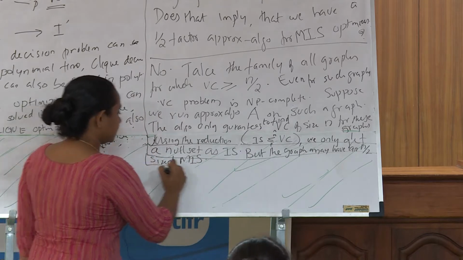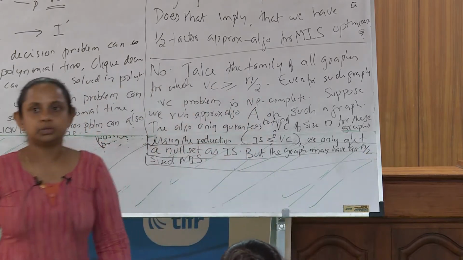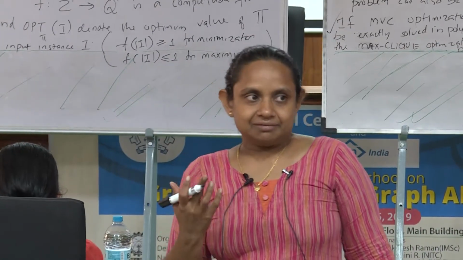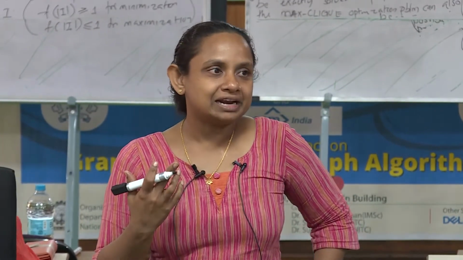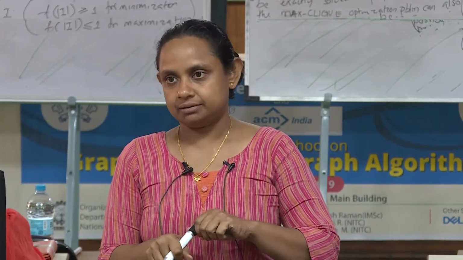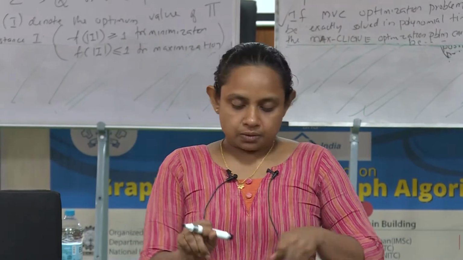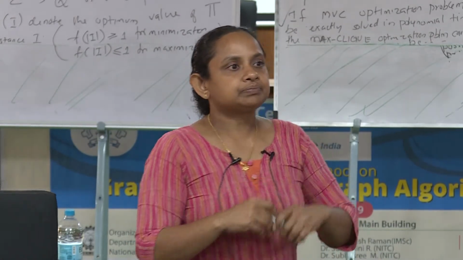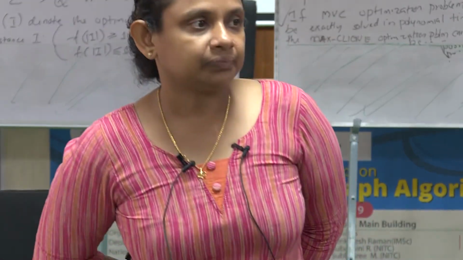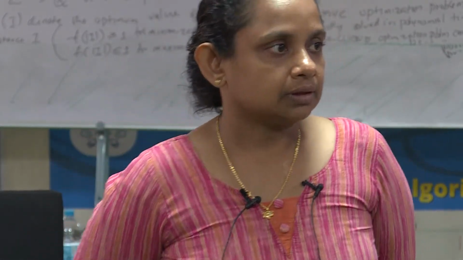So the solution that we got is very bad compared to the optimum. Optimum may be n by 2. If it is a half factor, we should have got at least n by 4, but we got 0, right? It's very bad. Okay. So what I wanted to convey is that fine? If you did not understand, please ask.